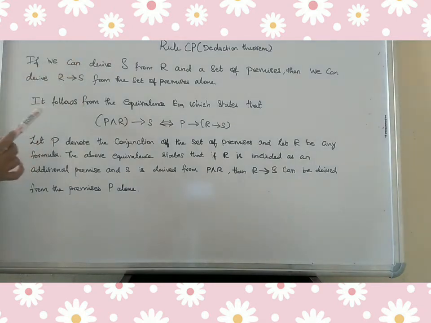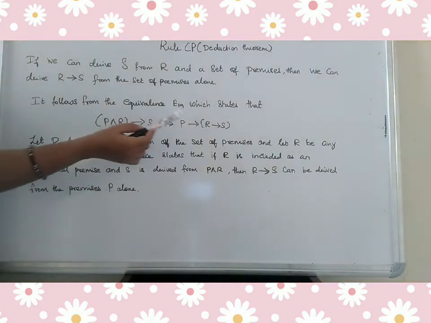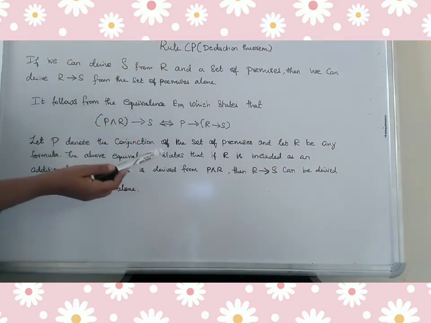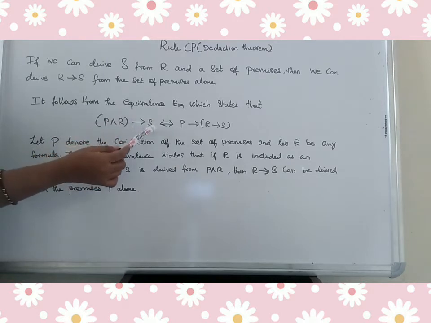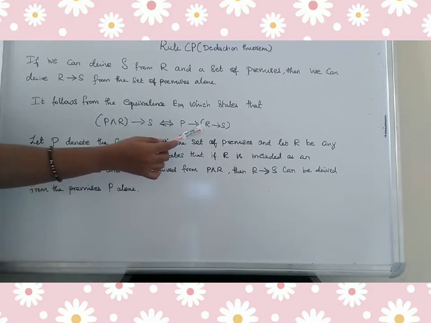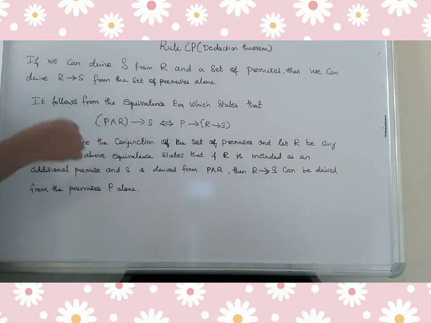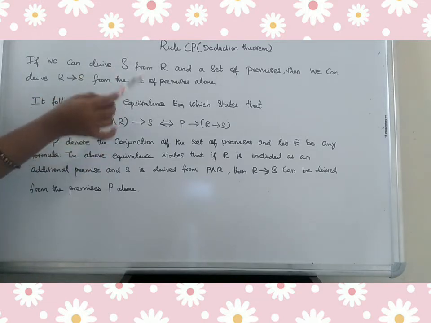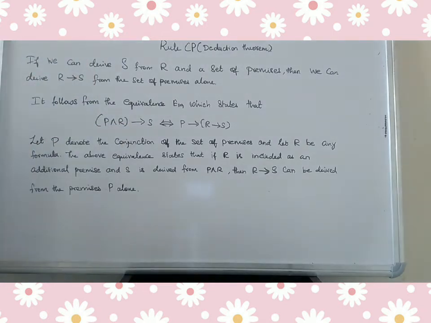This rule follows from the equivalence E19. What is the equivalence E19? E19 is: if P and R, then S, which is equivalent to if P, then if R then S. So this is the equivalence E19. This rule CP is just similar to the equivalence E19.